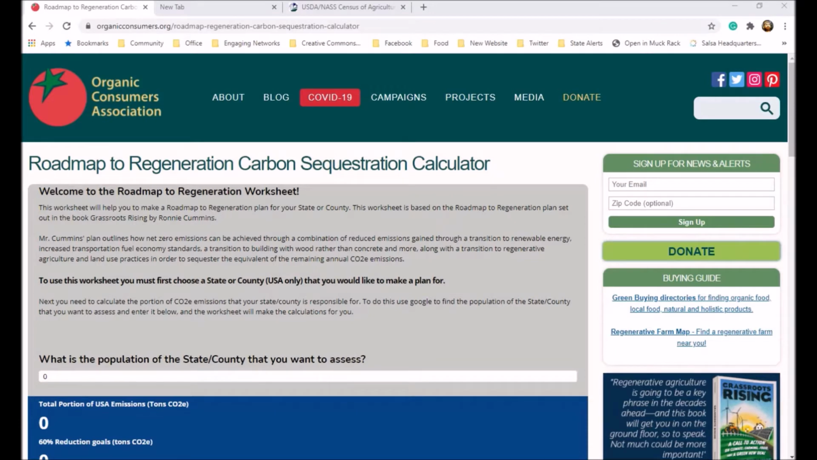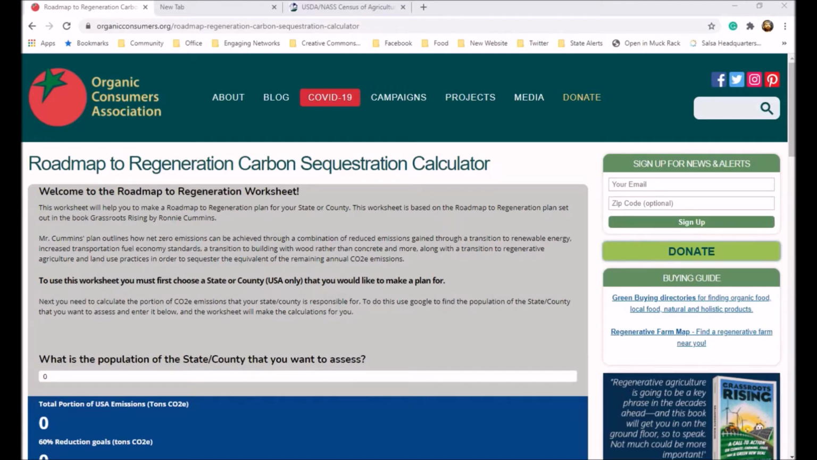This Roadmap to Regeneration carbon sequestration calculator is designed to help you figure out what type of land use changes could be implemented in your area to achieve the carbon sequestration goals outlined in Grassroots Rising. To use the calculator, you will have to look up several statistics about your state or county. First, decide if you want to build a plan for your state or your county.